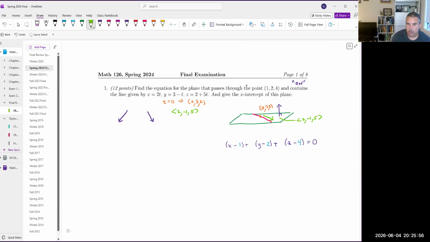So this is kind of what I do is I say, well, what do I want? I want a point and a normal. What did they give me? They did not give me a normal. They gave me, let's write in words what we were given. We were given that 1, 2, 4 is on the plane.